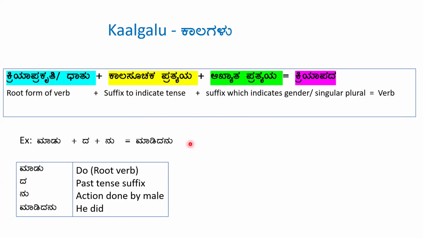So, for example, Madu plus the plus nu, Madidanu. Here, Madu is the Kriya Prakruti or the root form of the verb. The is a suffix which indicates the tense. Here, the indicates past tense. Nu is the Akhyata Pratyaya which indicates that the action is done by a male person. So, Madidanu means he did.